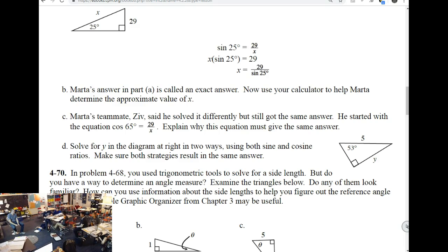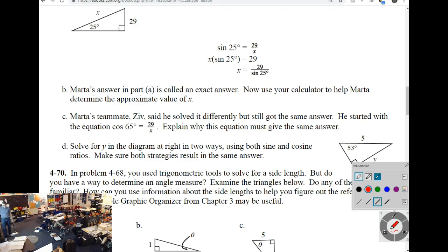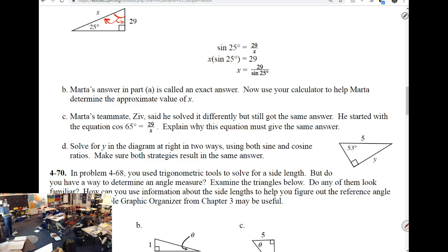Thomas? It is the same equation because you're just starting from the other angle and doing a different equation. It still has 29. Nice job, Thomas. It's just that 29 is adjacent.